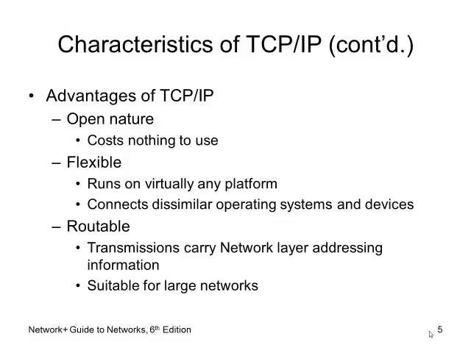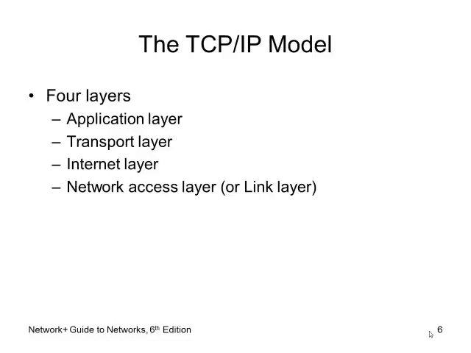Okay. So it says transmissions carry network addressing, suitable for large networks, small networks, suitable for anything nowadays. All right, 4 layers. Instead of the 7 layers we talked about in the OSI model, we really only have 4: application, transport, internet, and the network access with a link layer. What they did is said, some of these top layers, like application and presentation, put them all together.